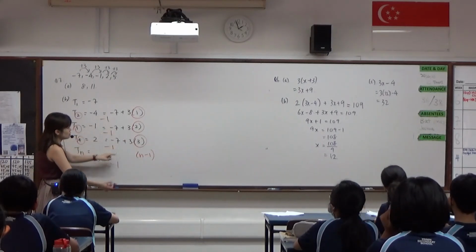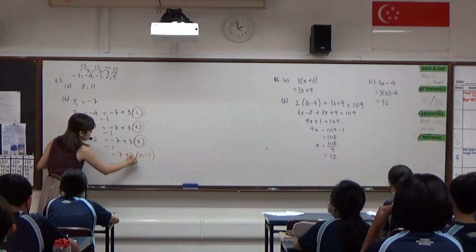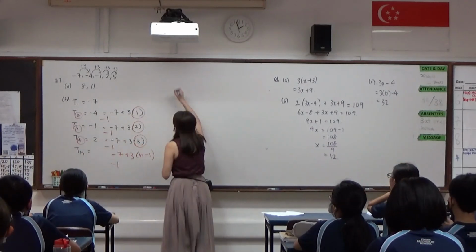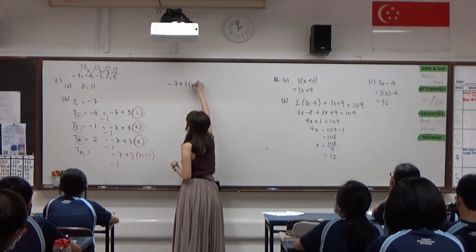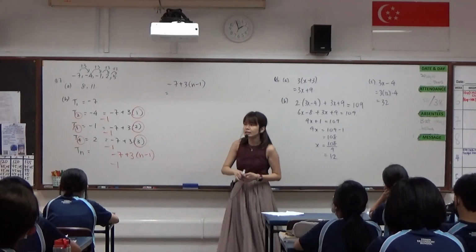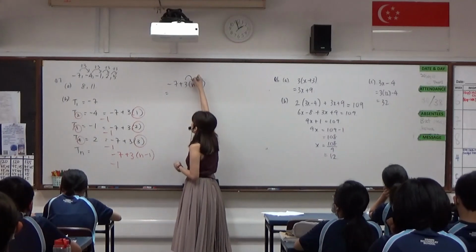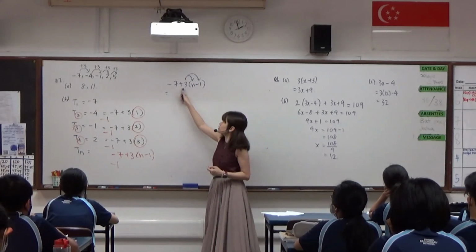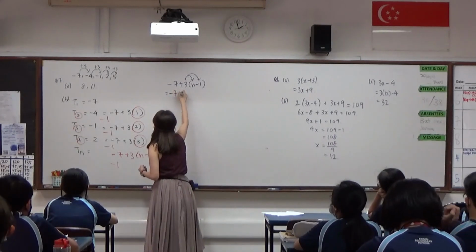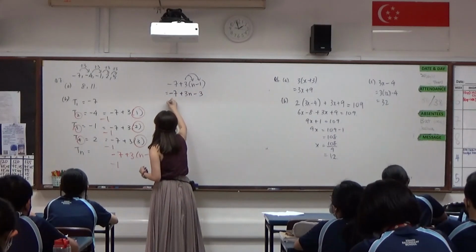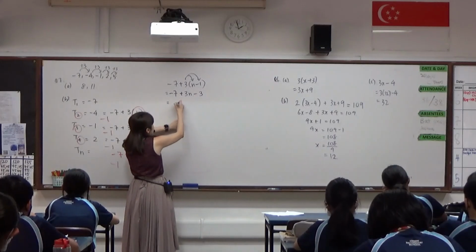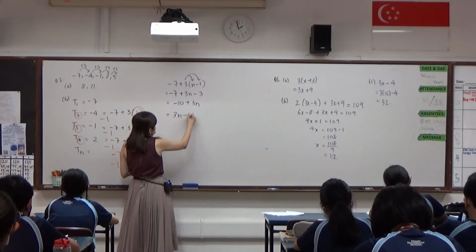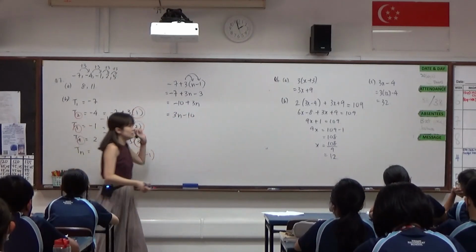The other structures will remain, so it will be negative 7 plus 3 times n minus 1. But I must simplify my answer. So with negative 7 plus 3 times n minus 1, I will expand it, okay? I take this 3 multiply with n and this 3 multiply with minus 1, because we do the brackets first. So minus 7 plus 3n minus 3. Minus 7 minus 3, I will get negative 10. Either the answer is written this way or 3n minus 10. They both mean the same thing. Okay?